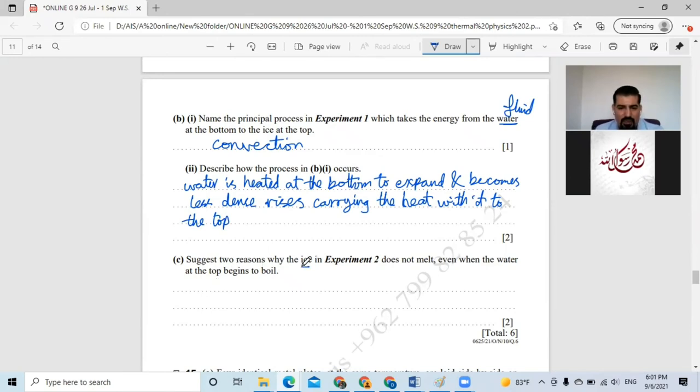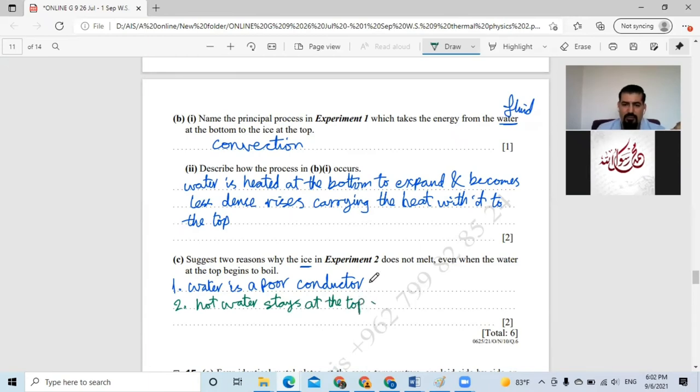Suggest two reasons why the ice in this experiment does not melt even when the water at the top starts to boil. Why? Water is a poor conductor. Right? That's reason number one. Reason number two, what do we tell him? Hot water rises and stays on the top. It does not go down. These are two reasons I suggest to explain why the water does not go down and melt the ice. That's why the ice takes a long time to melt.